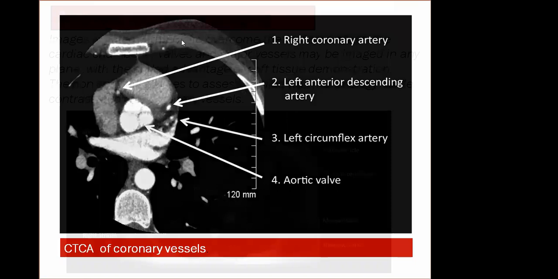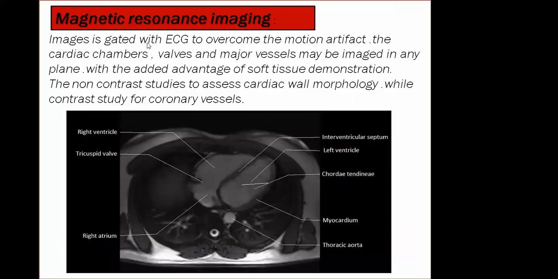Magnetic resonance imaging. Images are gated with ECG to overcome the motion artifact. The cardiac chambers, valves, and major vessels may be imaged in any plane, with the added advantage of soft tissue demonstration. Non-contrast studies assess the cardiac wall morphology, while contrast is for coronary vessels.